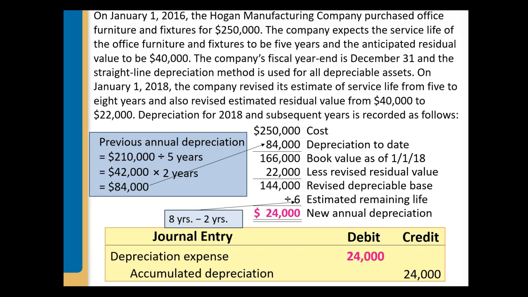So we have our cost, we show our depreciation to date, which gives us the book value as of the beginning of the year. We revise our residual value to then get a revised depreciable base. From here, we change our estimated remaining life, now divided by 6 years, since it was revised to 8, but we've already depreciated 2. We're going to take the 6, and our new annual depreciation now is $24,000.